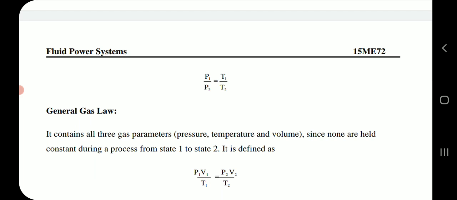General gas law contains all three gas parameters: pressure, temperature, and volume. Since none are held constant during a process from state 1 to state 2, it is defined as P1V1/T1 = P2V2/T2.